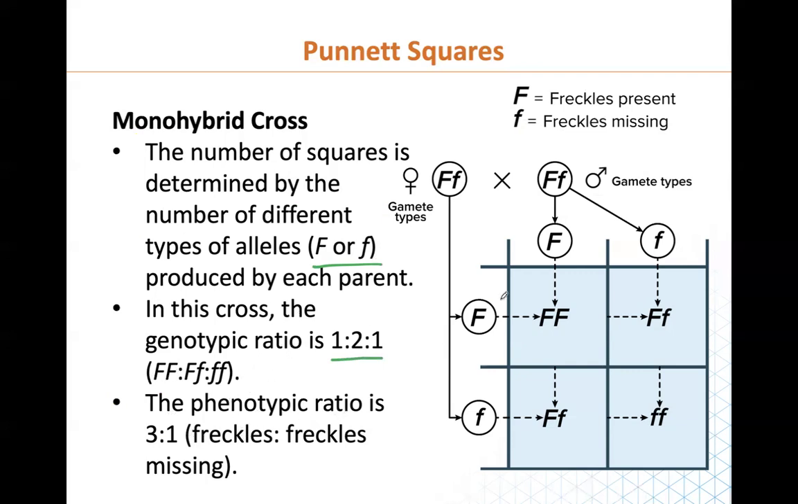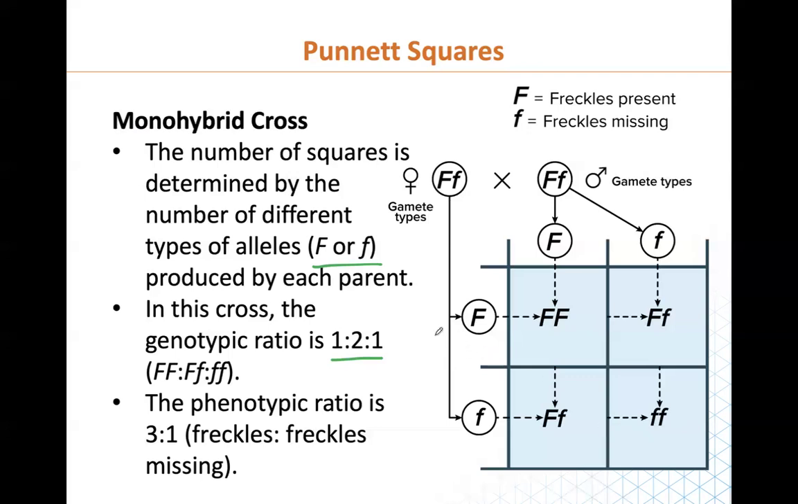If you cross this properly, you will notice that these two parents are heterozygous. This parent is heterozygous for freckles, and this one is heterozygous for freckles. So you have one dominant and one recessive. Both parents are heterozygous. When you cross two heterozygous parents, it's going to give you one homozygous dominant, two heterozygous dominant, and one homozygous recessive.